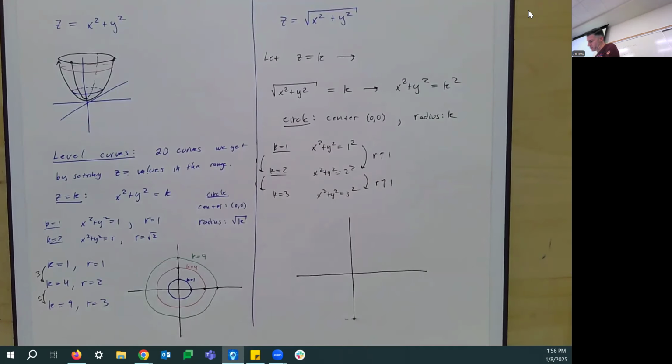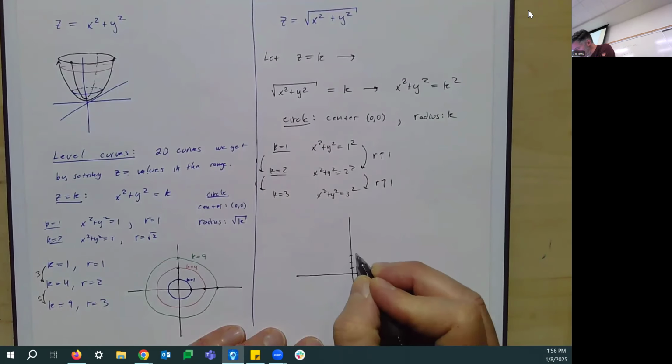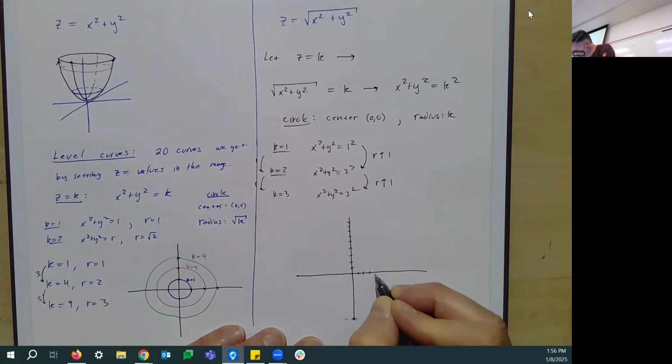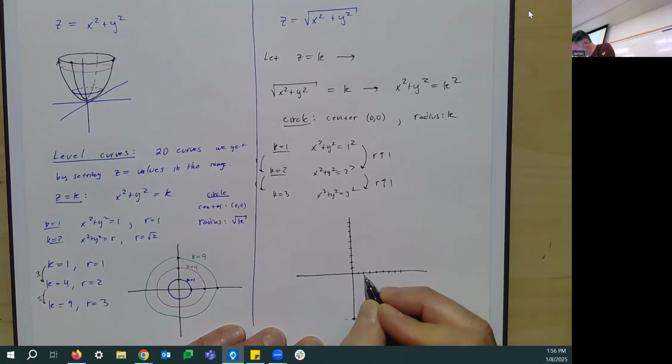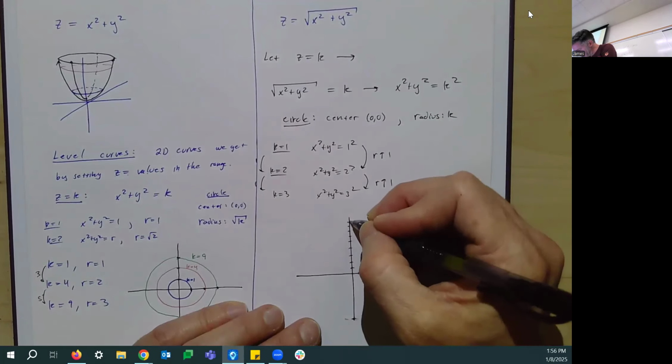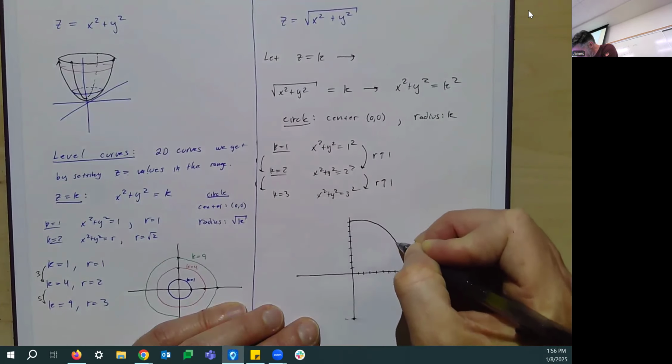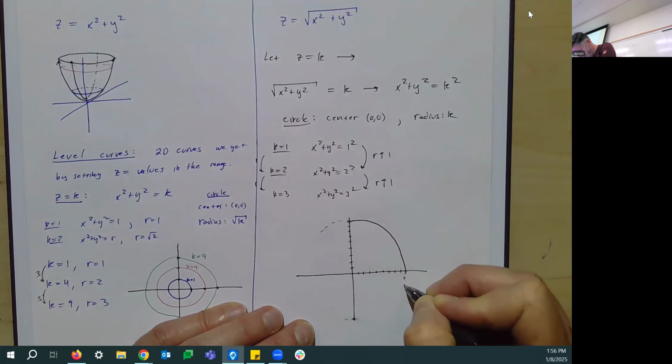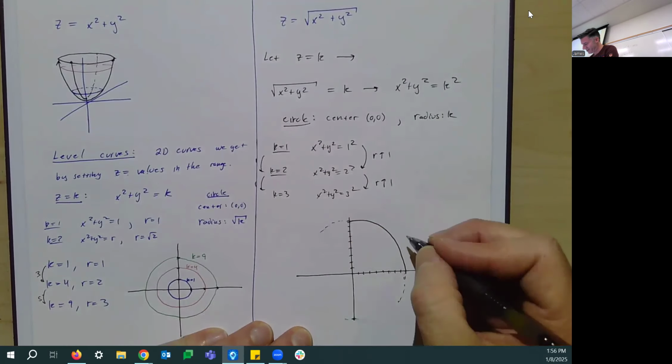How do I want to do this? Sure. 1, 2, 3, 4, 5, 6, 7, 8, 9. I know. 2, 4, 6, 8, 9. So if k was equal to 9, here's my level curve for k equal to 9. We'll pretend like the rest, you can imagine the rest of the circles there. There's my k equals 9.